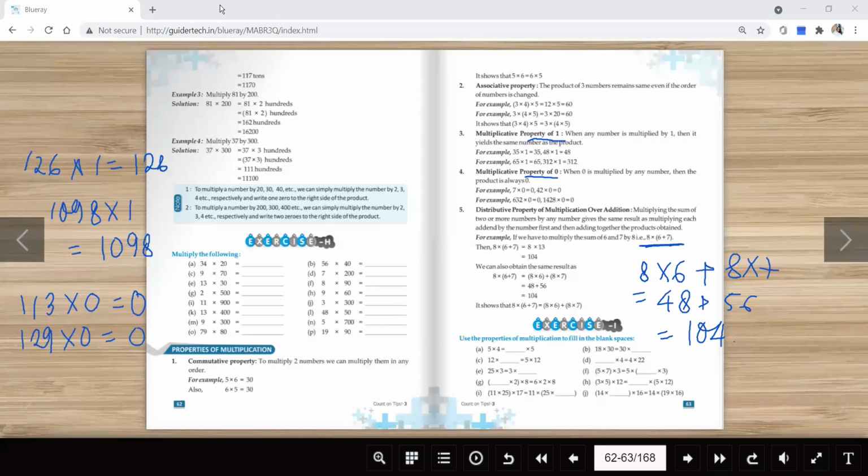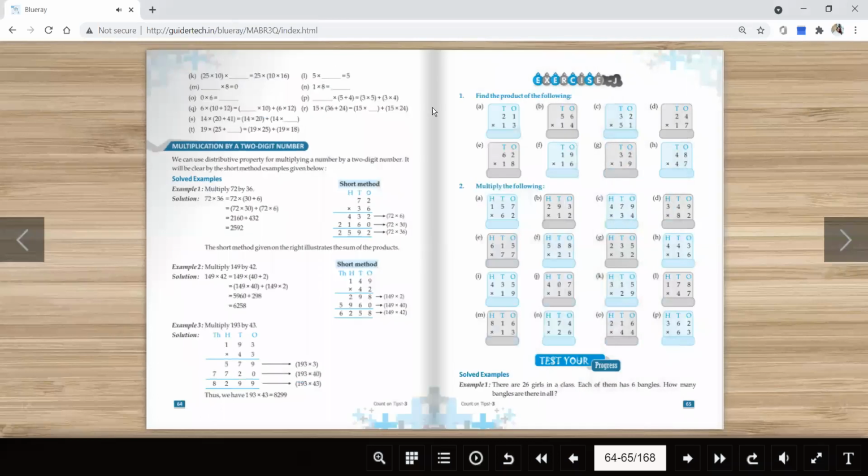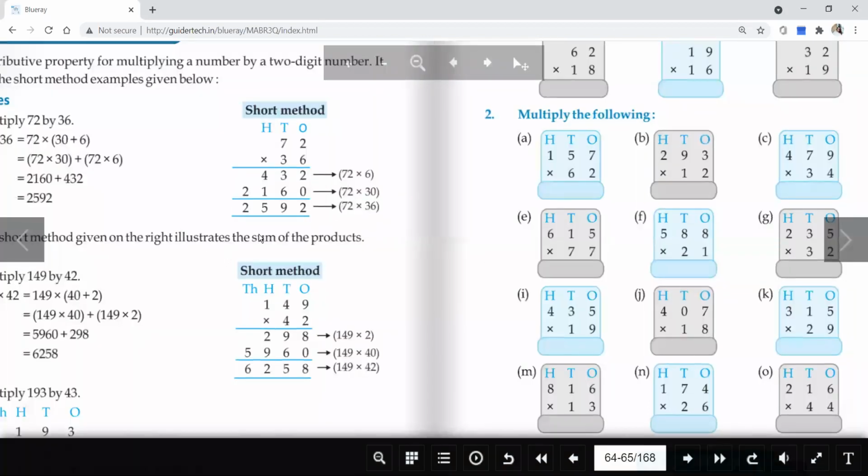So going to the next page, here nothing you have to write. On the next page also we will solve the exercise by using the properties. Okay. So the first is associative property. Next we have used the multiplicative property of 1. Now I told you if we multiply some number with 0. Okay, let me zoom the page so that it will be much easier for you to understand. Okay, so I'm zooming it.